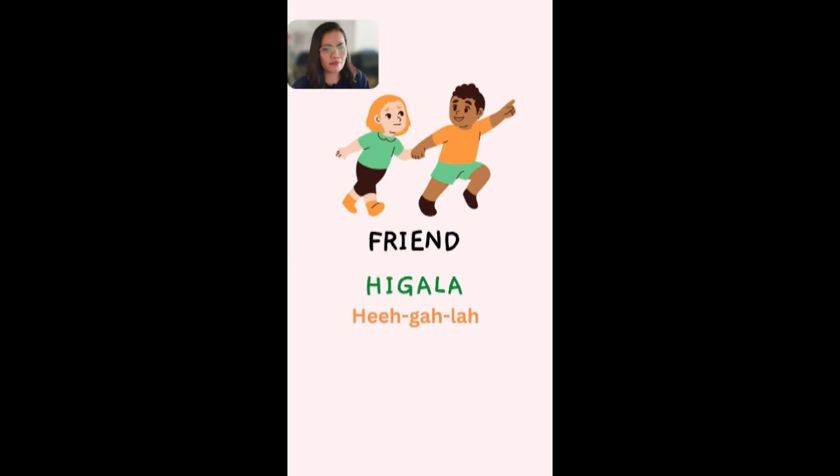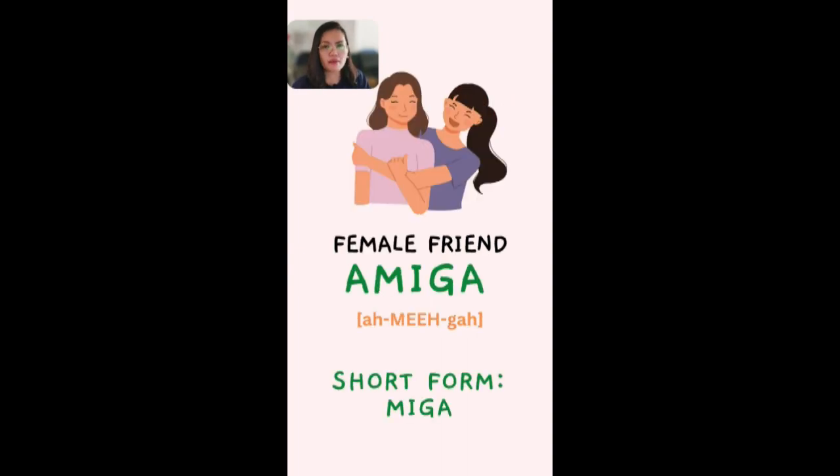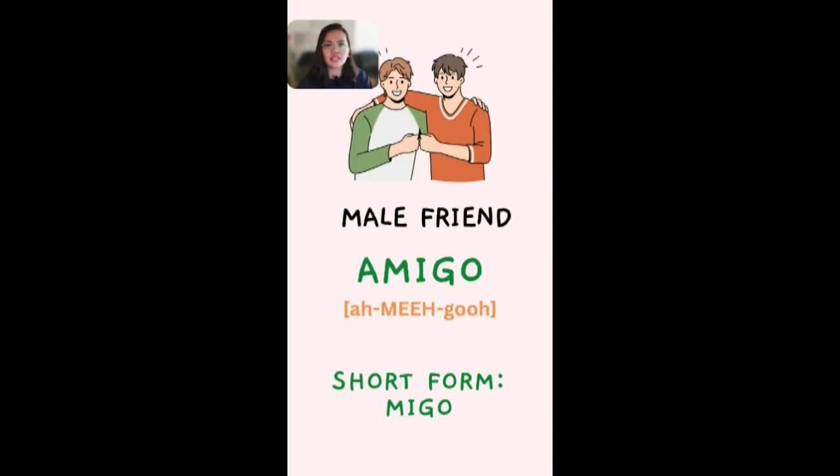Next one, we have female friend, which means amiga. Short form is miga. Again, female friend is amiga. The short form is miga. Next one, male friend. So male friend is amigo. The short form is migo, amigo, migo.